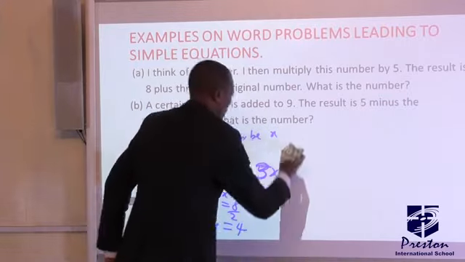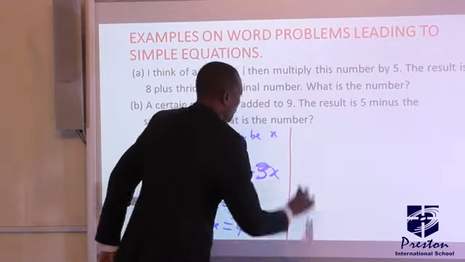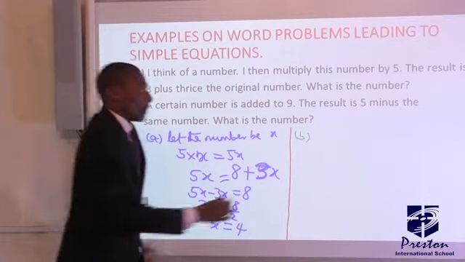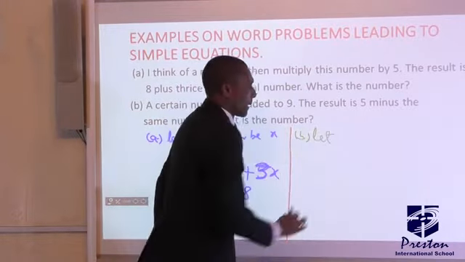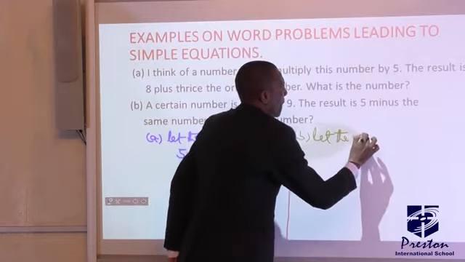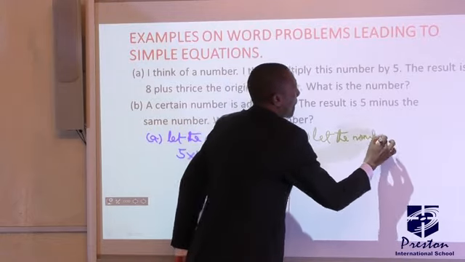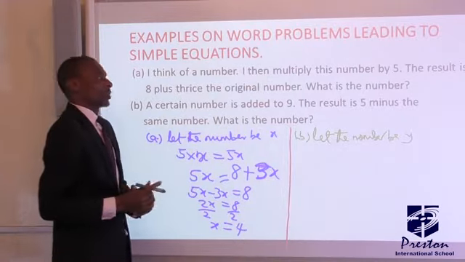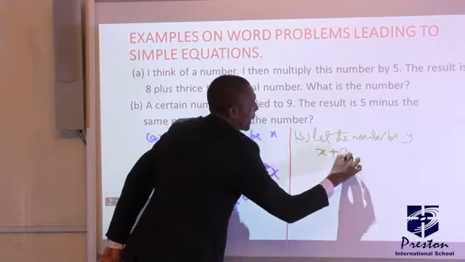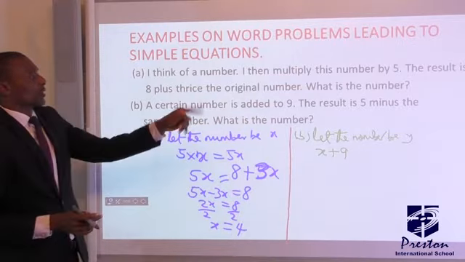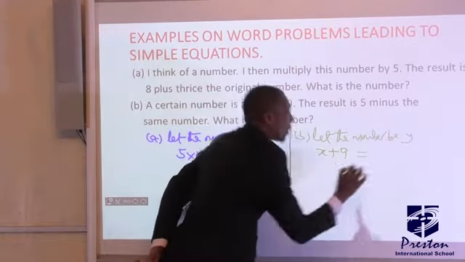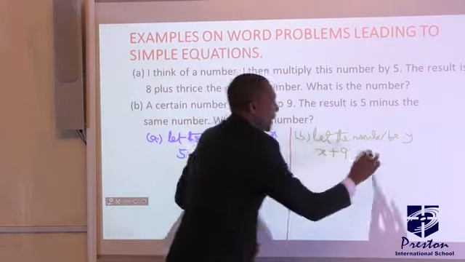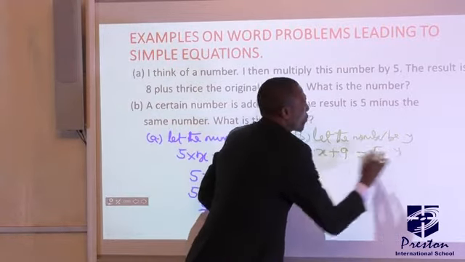Now let's try our hands on the last one. It says a certain number is added to 9. I don't know the number. I will tell the examiner, let the number be, let's call it y. A certain number is added to 9. That means y plus 9. The result means equals to, the result is 5 minus the same number. Don't forget the same number is y. That is 5 minus y.